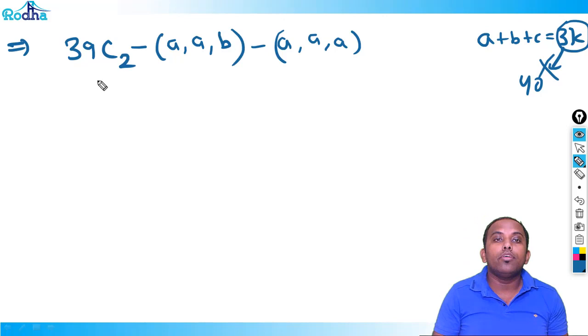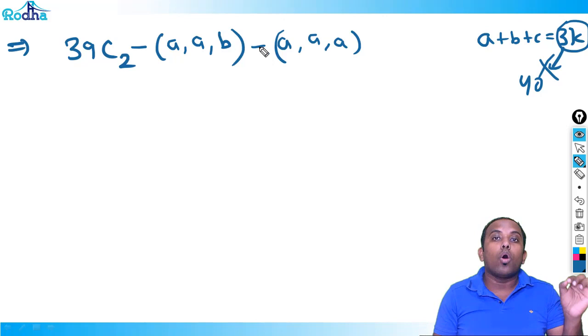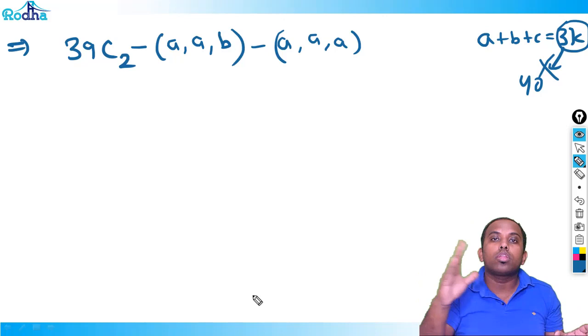Now what is left? Just think in your mind, visualize this. Total 39 C2 cases, after removing AAB cases and AAA cases, what is left now? We are only left with ABC cases. Each case is written 6 times, like 2, 3, 35 is written 6 times.